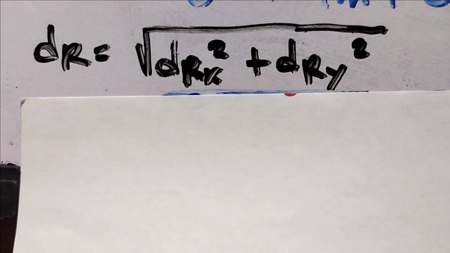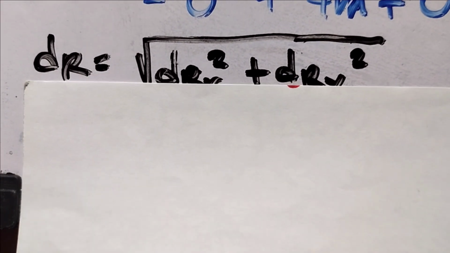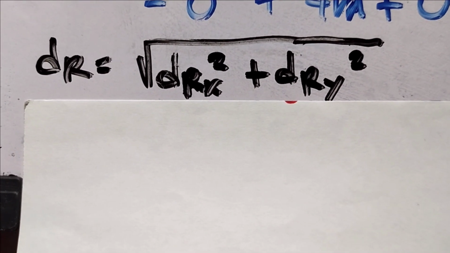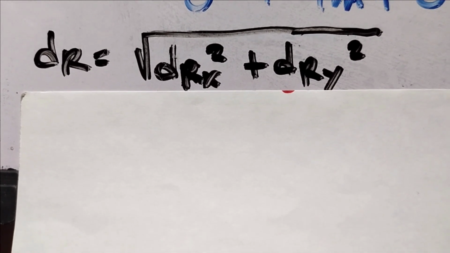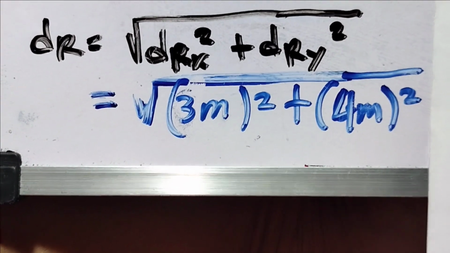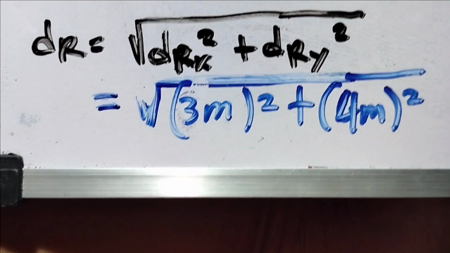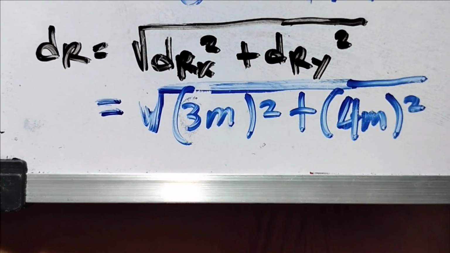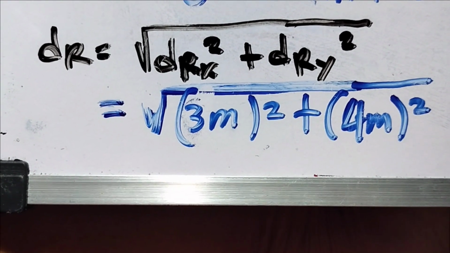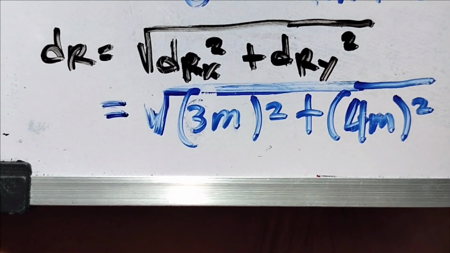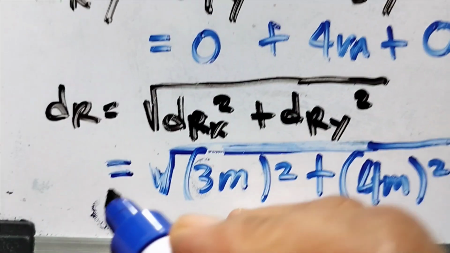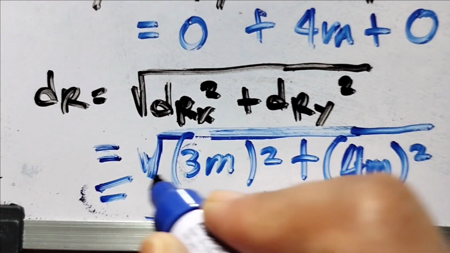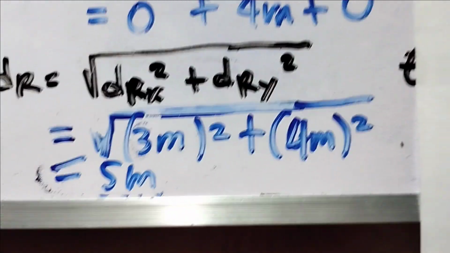The next step is to solve for the magnitude of DR. Using the Pythagorean theorem, the square root of DRx squared plus DRy squared gives you the magnitude of the resultant vector. So the square root of 3 meters squared plus 4 meters squared, that is 9 meters squared plus 16 meters squared. 9 plus 16 is 25. The square root of 25 is 5. So that gives you 5 meters.